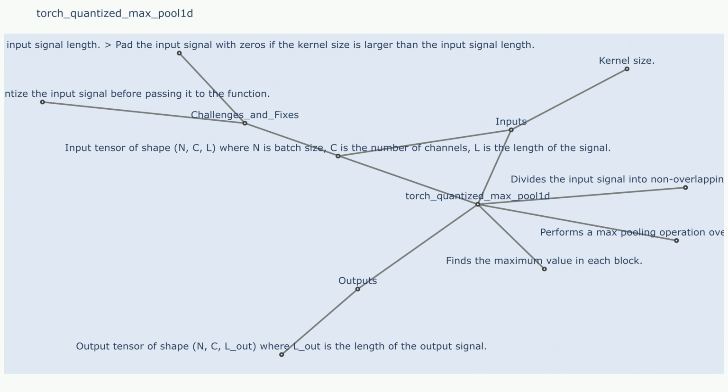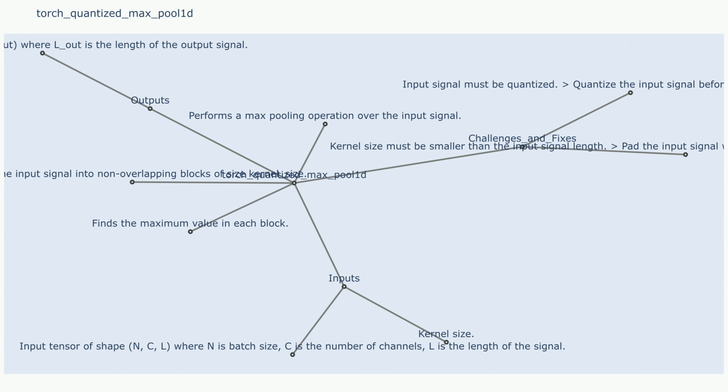Fixes to challenge 1. Convert the input tensor to a quantized tensor using the torch.quantize_per_tensor function.